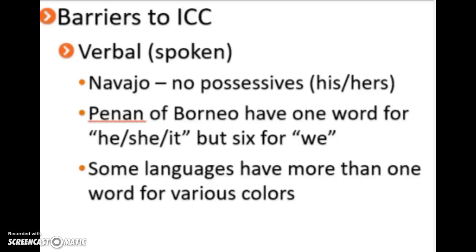The Piraha people of Borneo have one word for he, she, or it, but 6 different words for we. Some languages have more than one word for the same kind of color. What do these things tell you about these different languages? Think about that for a moment.